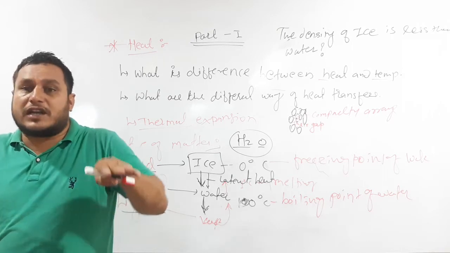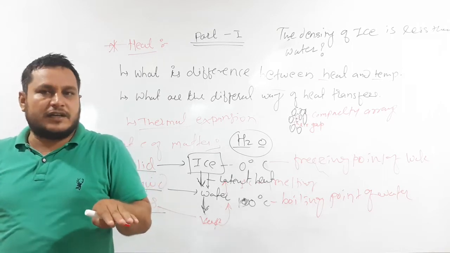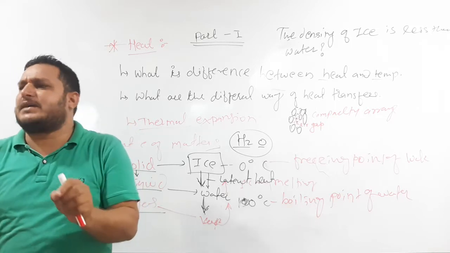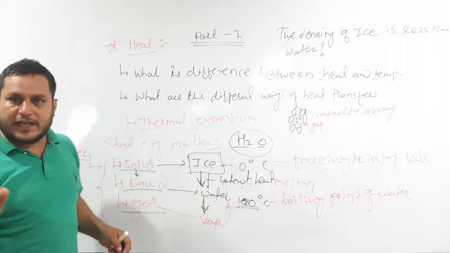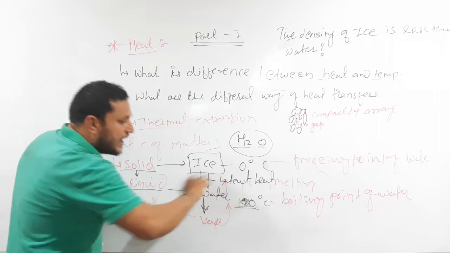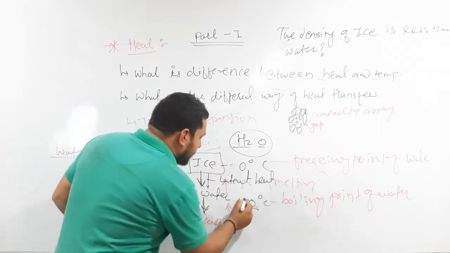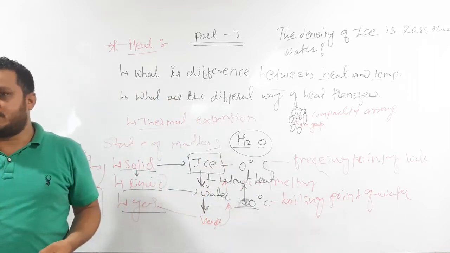Instead of liquid form, the last state of water is what? Starting vaporization. And at that time, the maximum temperature is what? 100 degrees Celsius. When steaming starts but the temperature is still constant, that is again called latent heat or latent temperature.